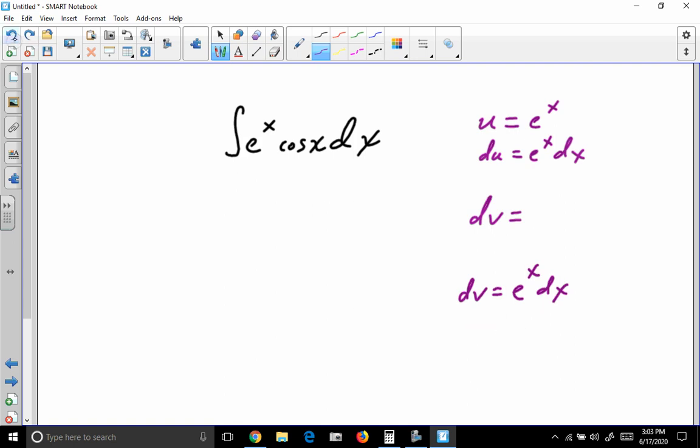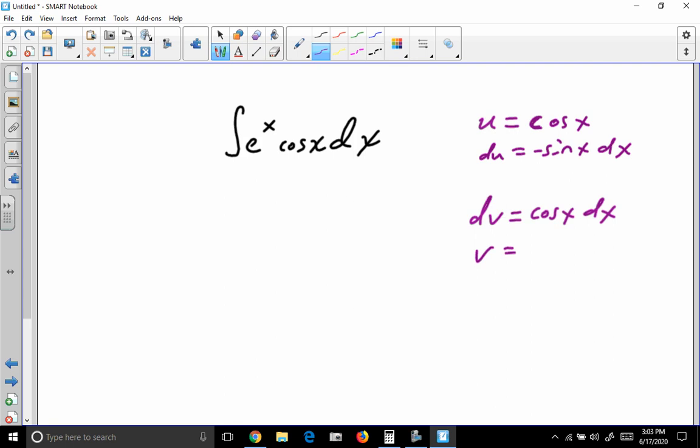And the same thing is going to be true with a cosine. If we pick cosine to be u, du is negative sine. If we pick dv to be cosine, then the integral of cosine is sine. So not really getting any more complicated. In fact, both ways, we're pretty much getting the same thing. So we just have to pick one.